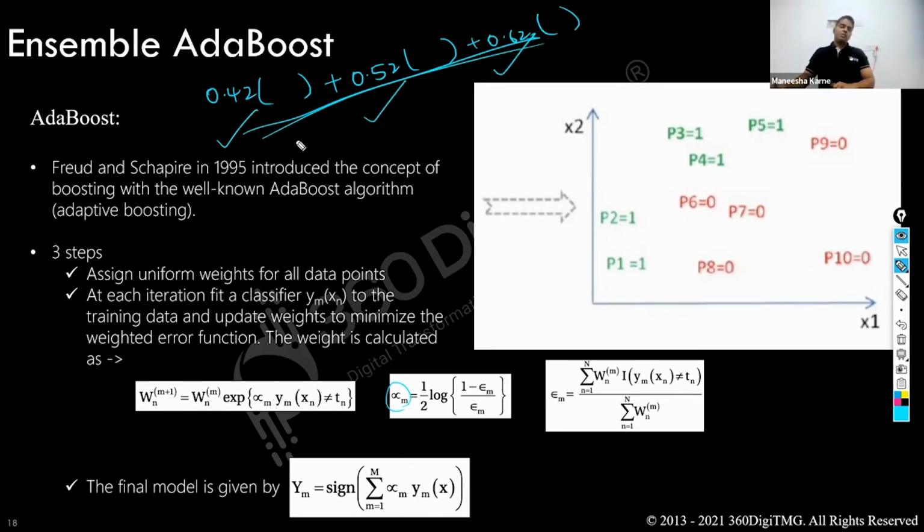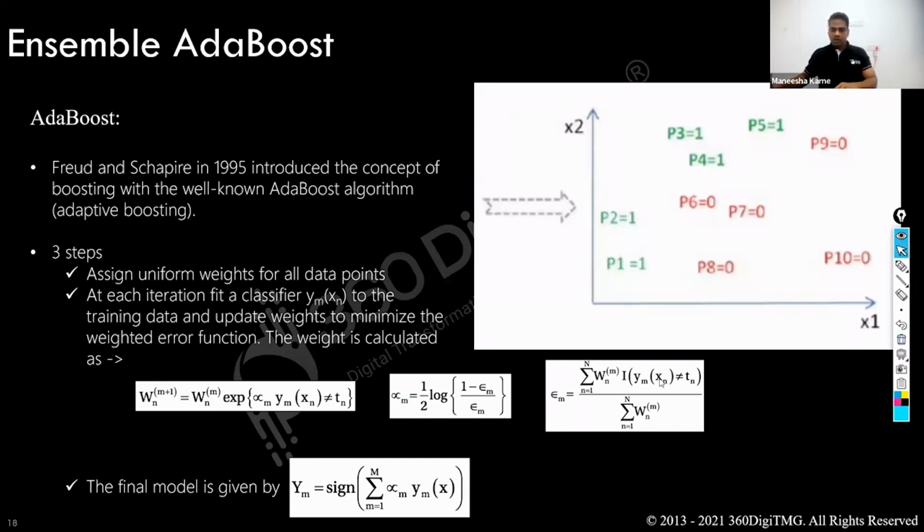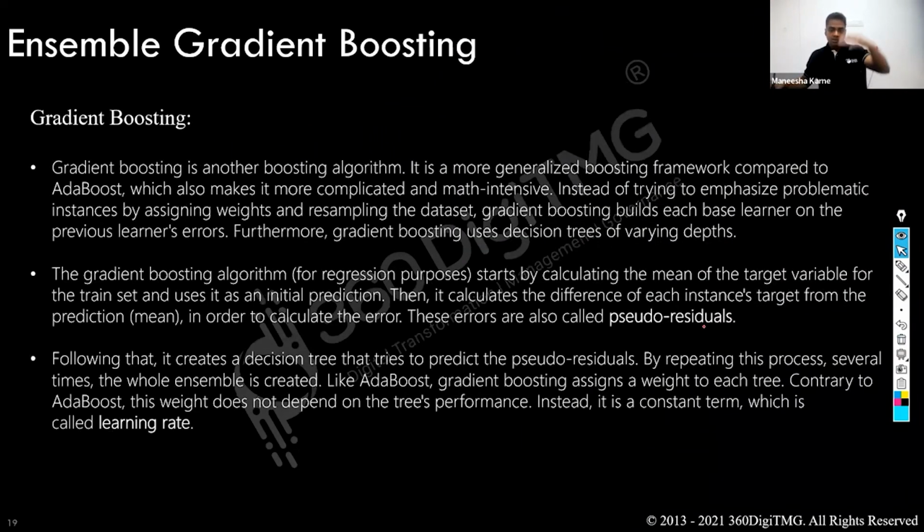And in each iteration, there was one decision tree built. Decision tree with depth equal to 1. Here also decision tree with depth equal to 1. Here also decision tree with depth equal to 1. But in gradient boosting, you'll have decision trees with varying depths, point number 1.